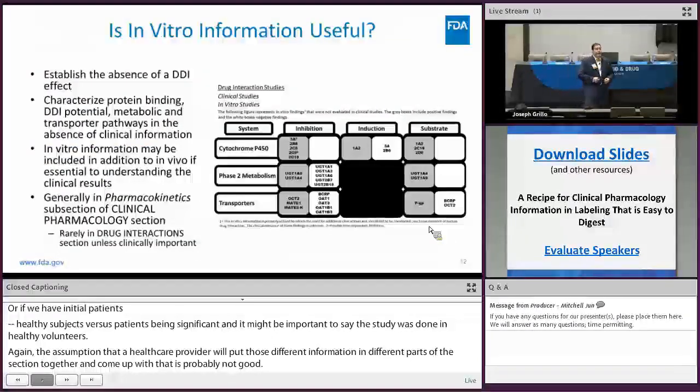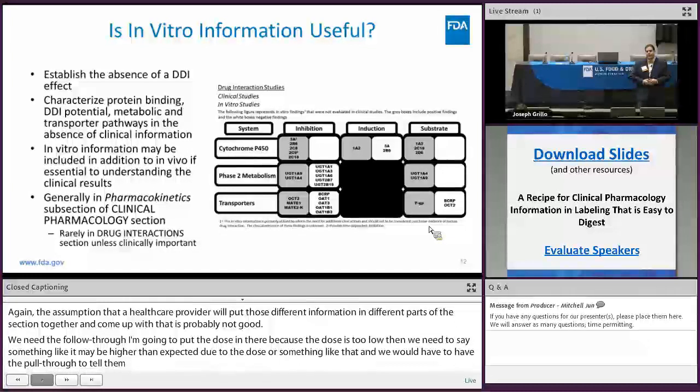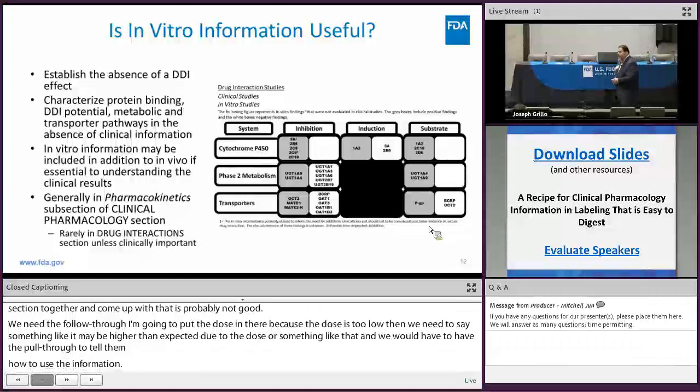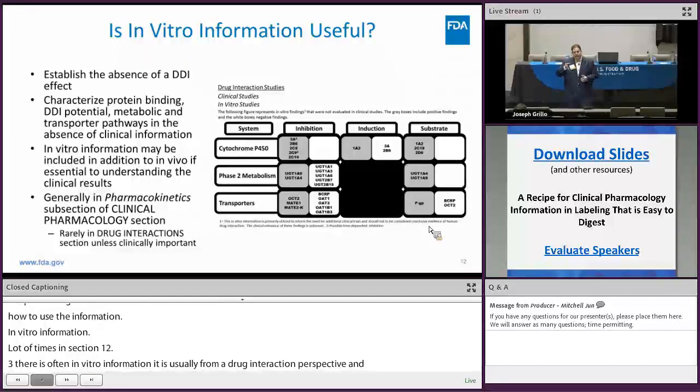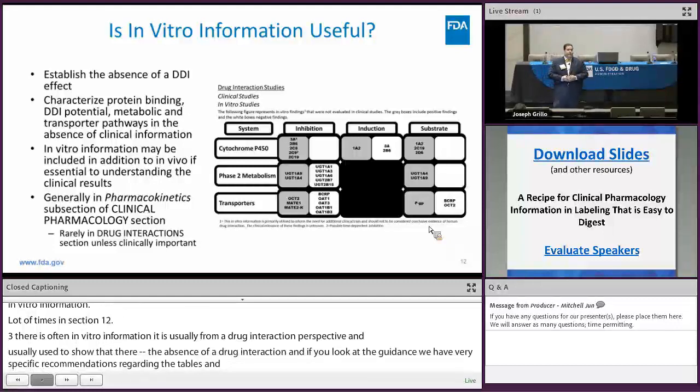In vitro information. So a lot of times we'll see, like I said, in section 12.3, there's often in vitro information. From a drug interaction perspective, it's usually used to show the absence of a drug interaction. If you look at our guidance, we have very specific recommendations regarding tables and whatnot about when an additional study needs to be done in humans versus does not need to be done in humans, based on in vitro information.